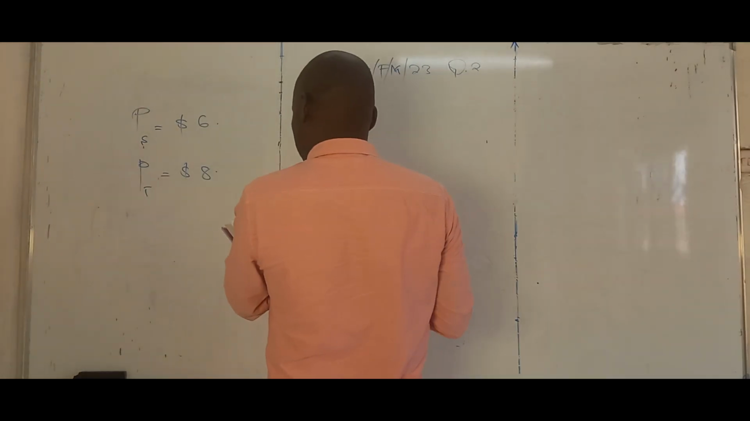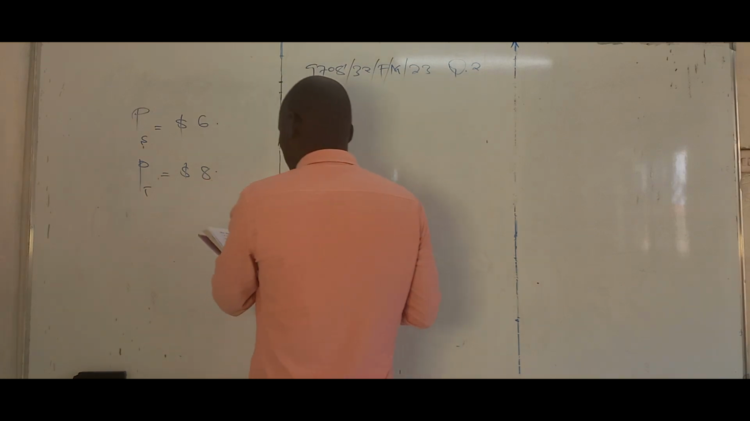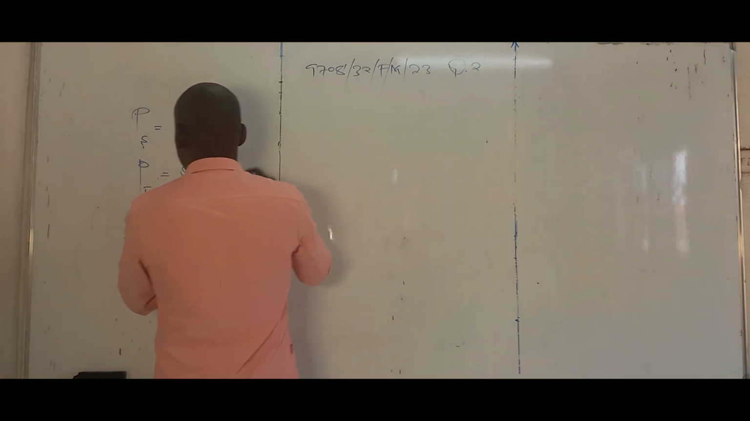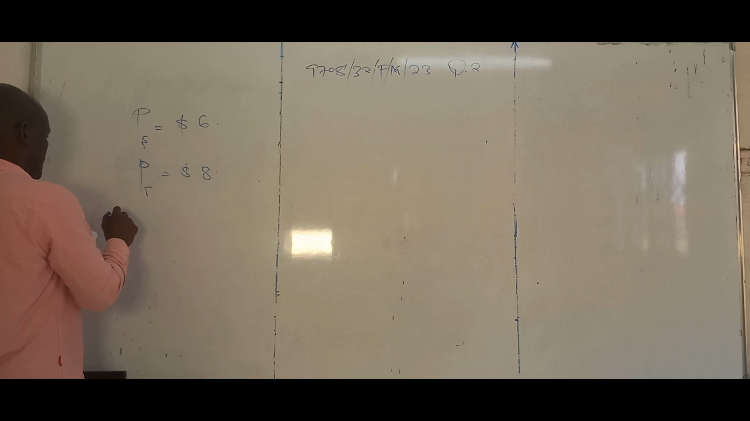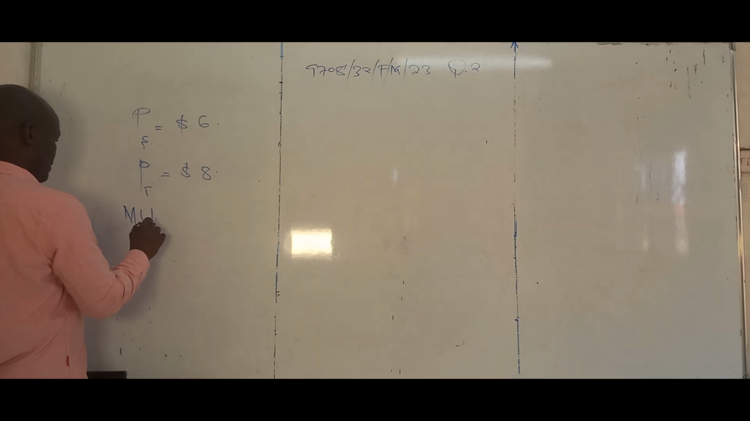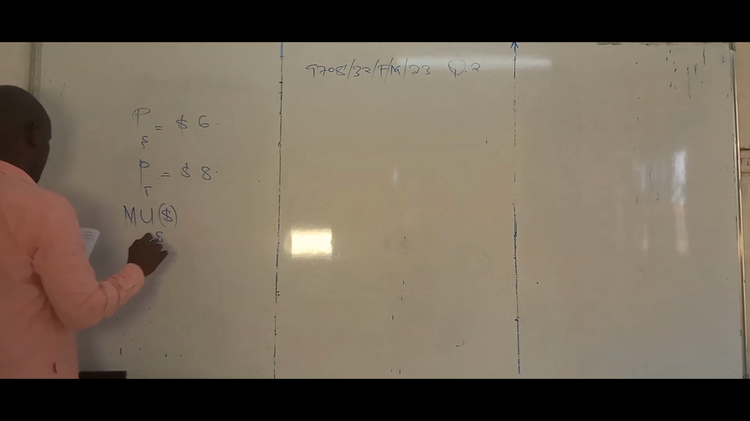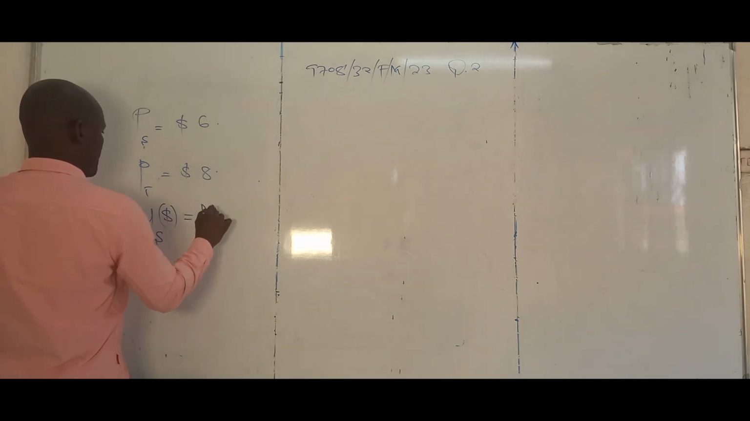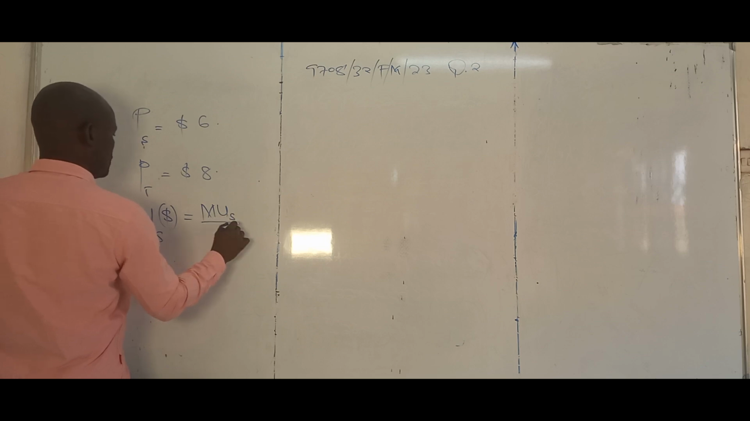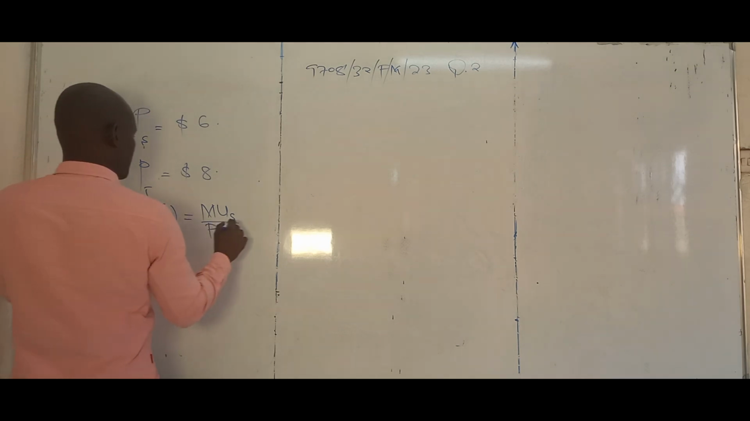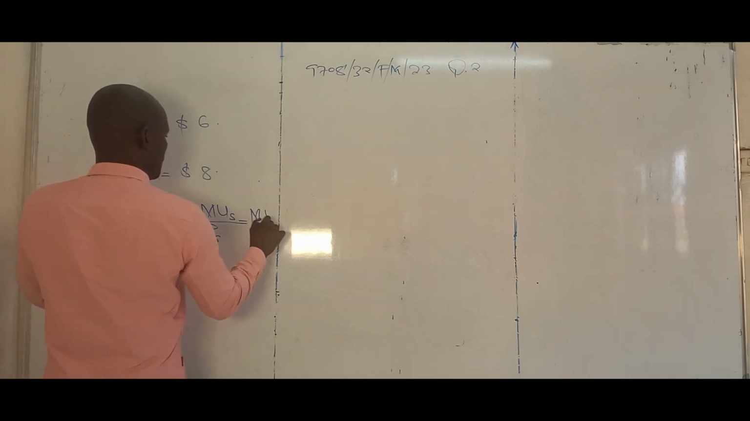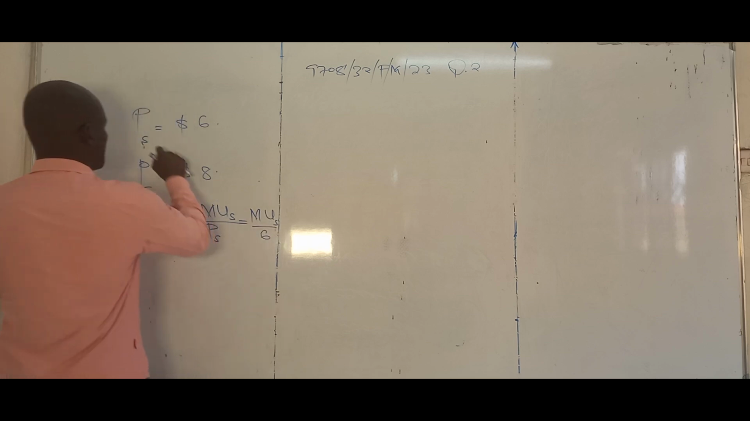So what we'll have is the marginal utility per dollar for each good. I will say I have marginal utility per dollar, referring to good S. I will call it MU of S over P of S, that is price of S. And that gives me MU of S divided by 6, because P of S is 6.